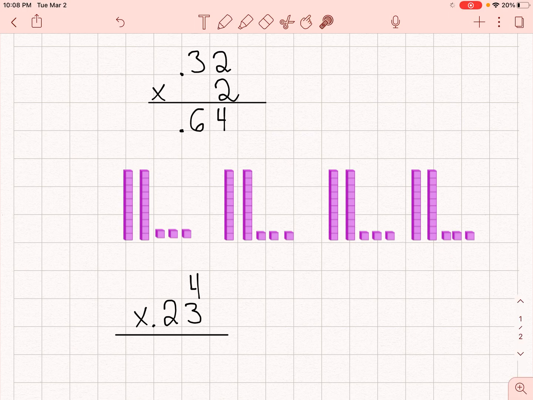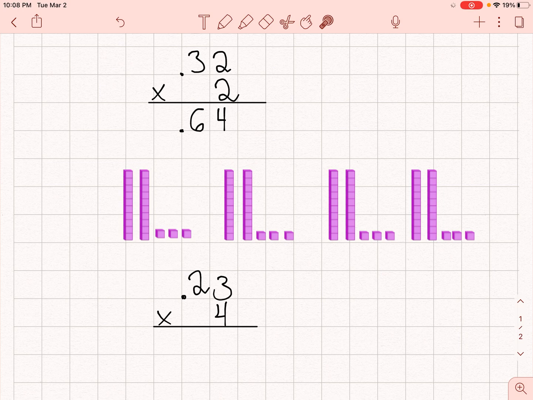In this example, we have 3 hundredths. So I'm going to go ahead and record that, 3 hundredths. And how many tenths? 2 tenths. Now, how many groups do you see? 1, 2, 3, 4 groups. So it's 4 times 23 hundredths.